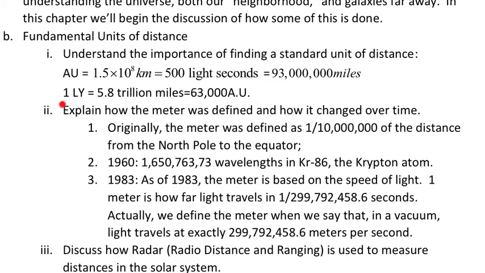Another unit of distance we use is the light year, which is about 5.8 trillion miles, or about 63,000 astronomical units. This is a better distance for measuring the distances to stars or other galaxies. Even when you get to other galaxies, nearby galaxies like Andromeda is 2.5 million light years away. And so sometimes we even look for bigger distances than that.